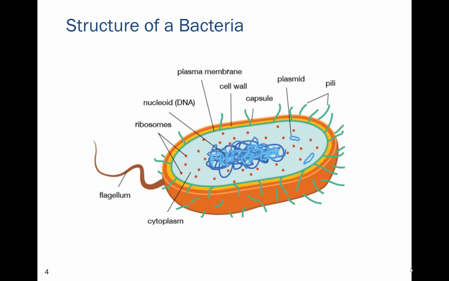We're going to review the structure of bacteria. So this is a bacteria such as E. coli. You can see there's a central DNA, and then there are ribosomes. Ribosomes are little structures in the cytoplasm which allow for protein synthesis. Then the bacteria has a plasma membrane, which is very similar to the plasma membrane of human cells. This is then surrounded by a cell wall and a capsule.